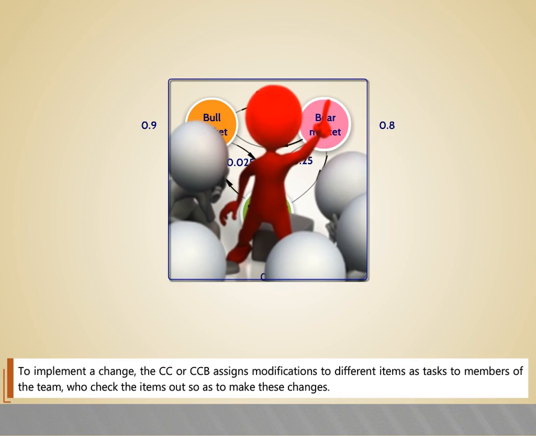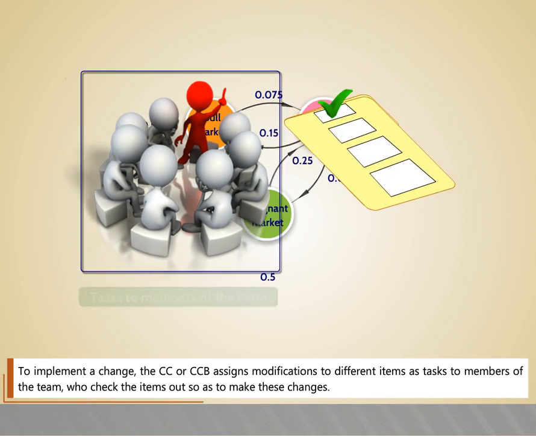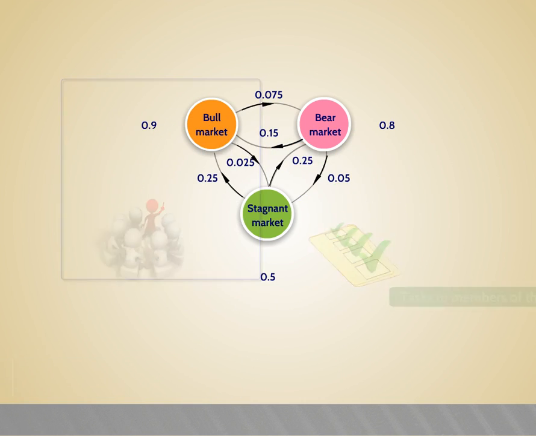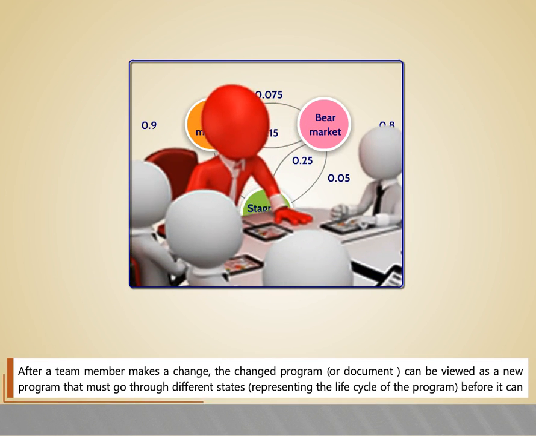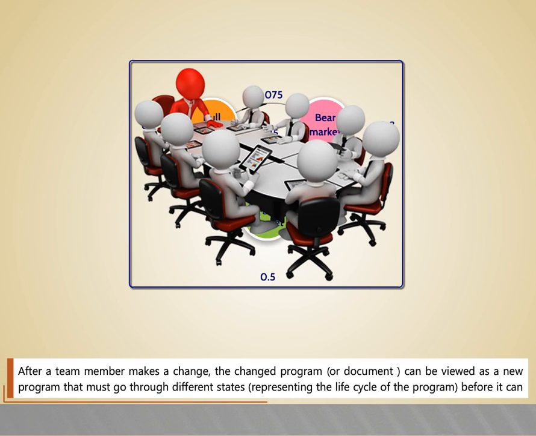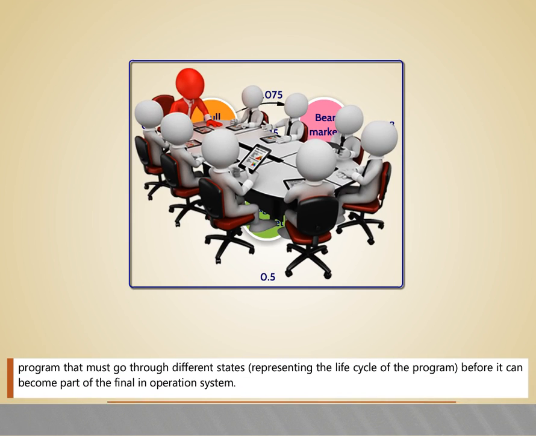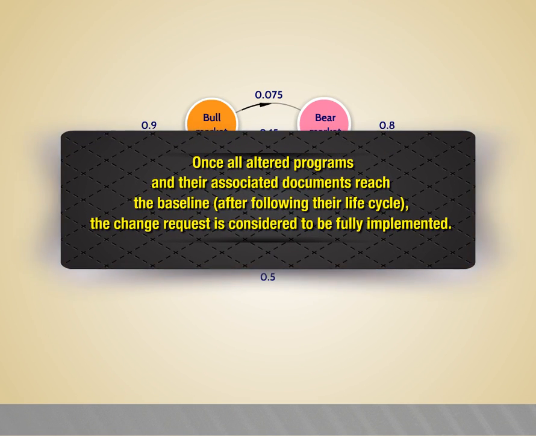To implement a change, the CC or CCB assigns modification to different items as tasks to members of the team who check the items out so as to make these changes. After a team member makes a change, the changed program or document can be viewed as a new program that must go through different states, representing the life cycle of the program before it can become part of the final in operation system. Once all altered programs and their associated documents reach the baseline after following their life cycle, the change request is considered to be fully implemented.